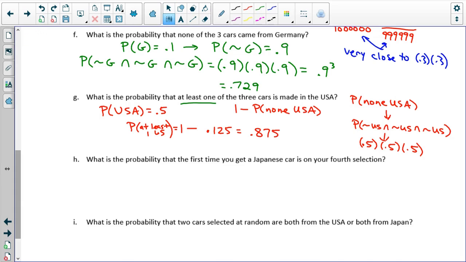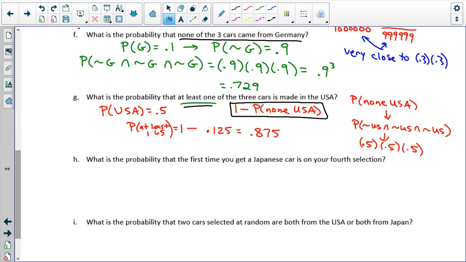Once again, these problems come up a lot. There's definitely going to be a problem like this on your test. In order to find the probability of at least one, you want to do 1 minus the probability of none. You do not want to do it like we did for the probability that none of 3 cars came from Germany up in part F. That's not the same type of question, because if none of the 3 cars came from Germany, it's possible that 1 of the 3 cars did, or 2 of the 3 cars did, or 3 of the 3 cars did. And you would have to do a lot of calculations.